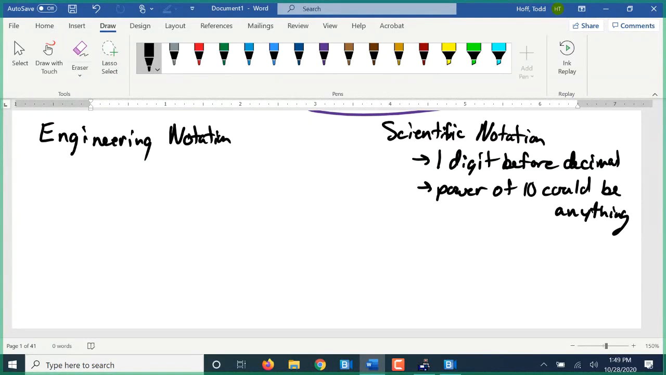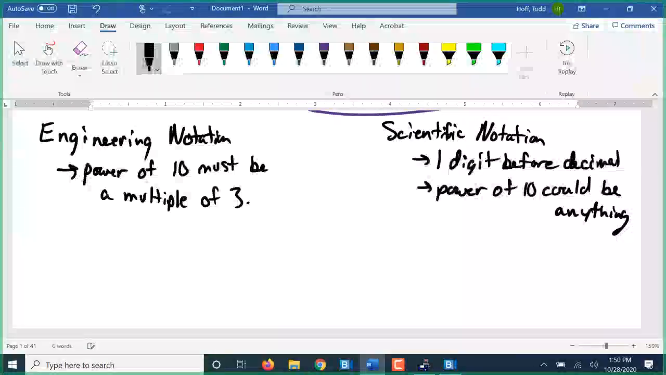For engineering notation, our power of 10 is restricted. The power of 10 must be a multiple of 3. So that means 3, 6, 9, 12, 15, or negative 3, negative 6, negative 9, and so on like that. And there can be 1, 2, or 3 digits before the decimal.